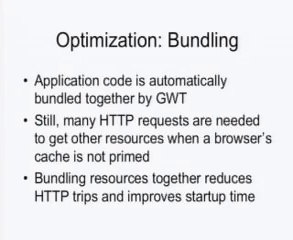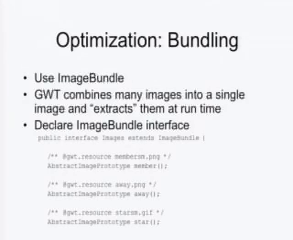As you build your application bigger, you'll have more images, more resources with your application, and the more you put in, the slower your application loads. So the technique to get around this is to try and bundle these together into one HTTP download. GWT 1.4 provides an image bundle feature, which allows you to bring all your image resources together into one bundle. It's a really cool feature.